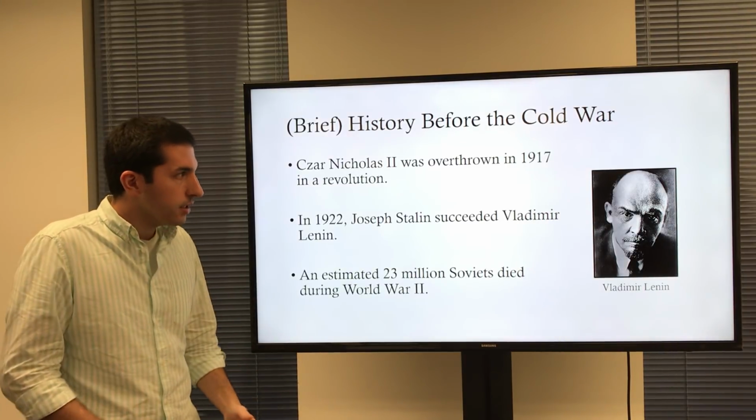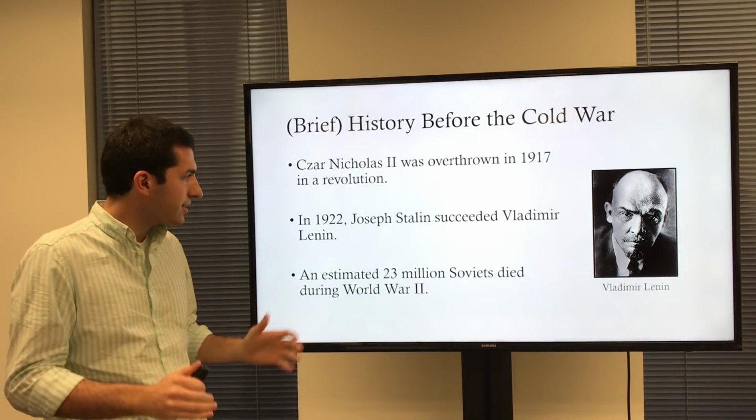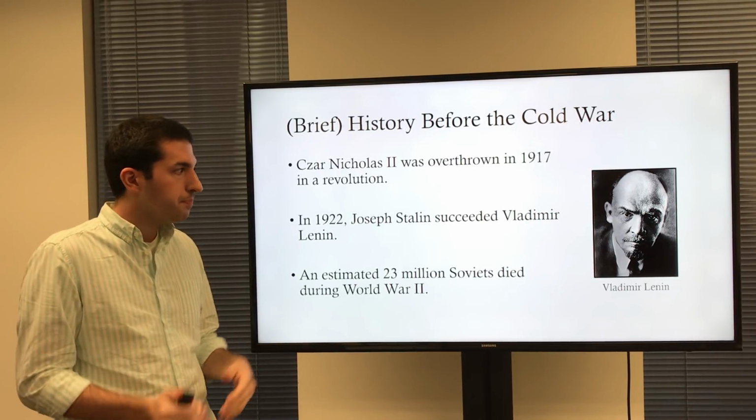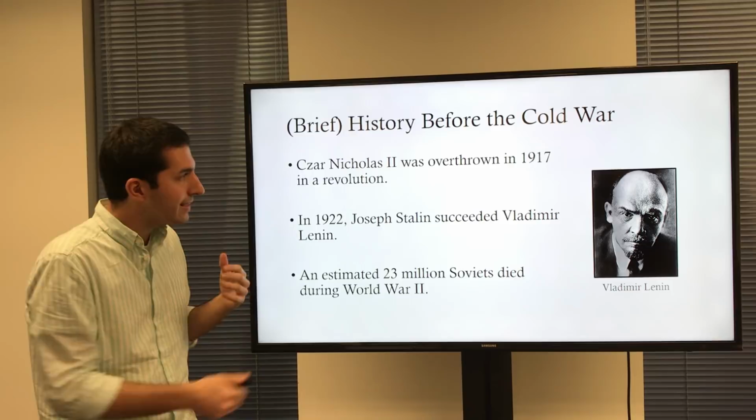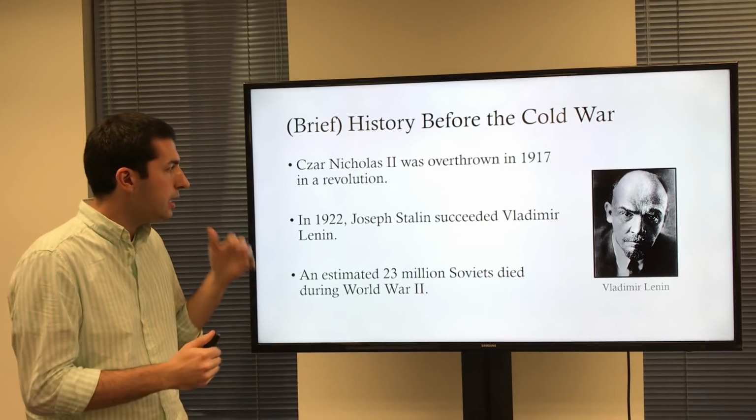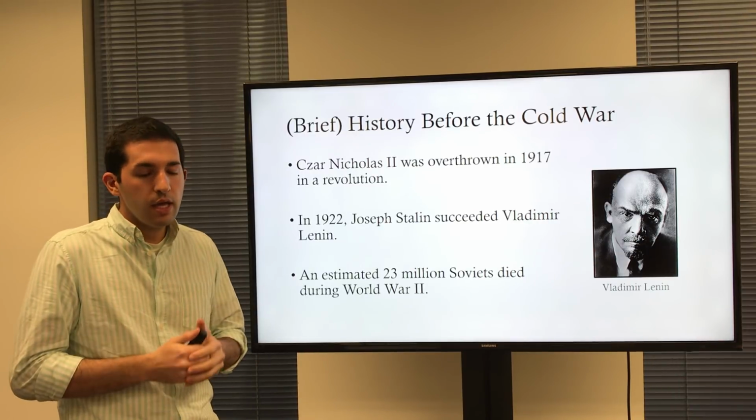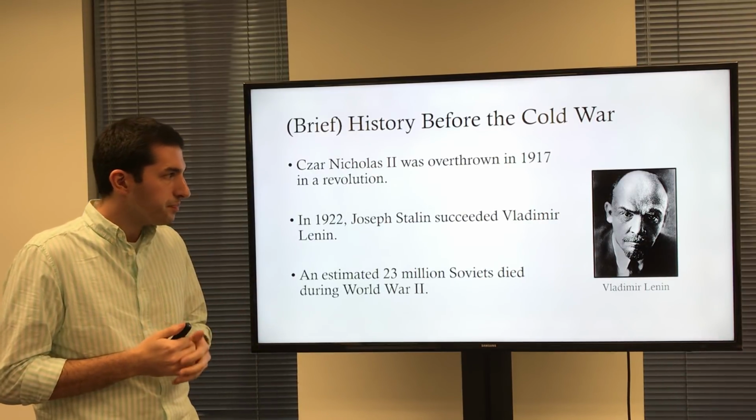So Vladimir Lenin, of course, very different. In this case, in 1922, Joseph Stalin succeeds Vladimir Lenin. Again, post that revolution, you see he's not in charge too long, 1917. Here in 1922, we already have Joseph Stalin coming to the scene, leader of the Soviet Union for decades.